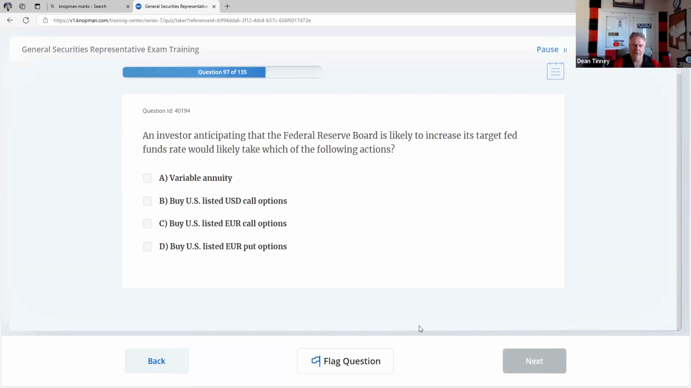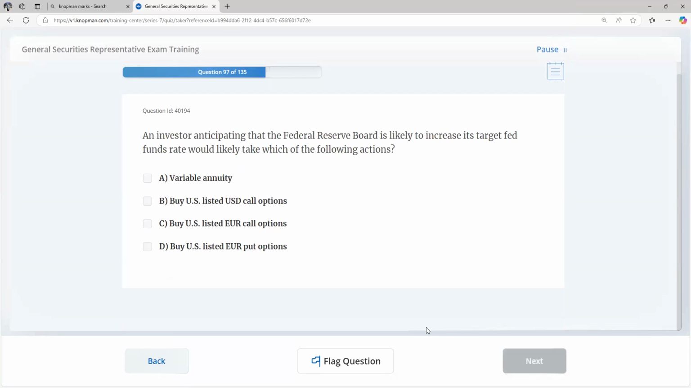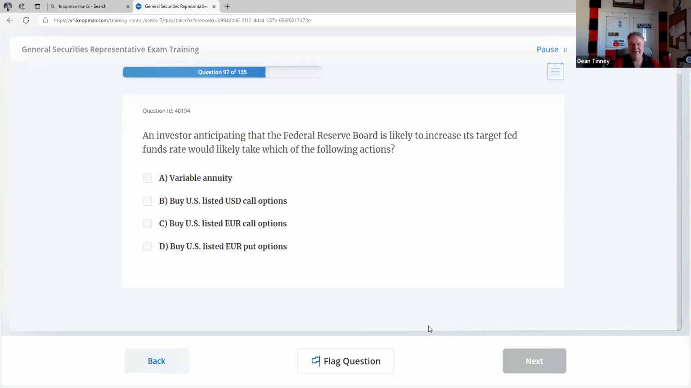An investor anticipating the Federal Reserve Board would likely increase its target Fed funds rate would likely take which of the following actions? Buy calls. Are you going to buy? If it would like to increase its target, it would likely take which of the following actions?